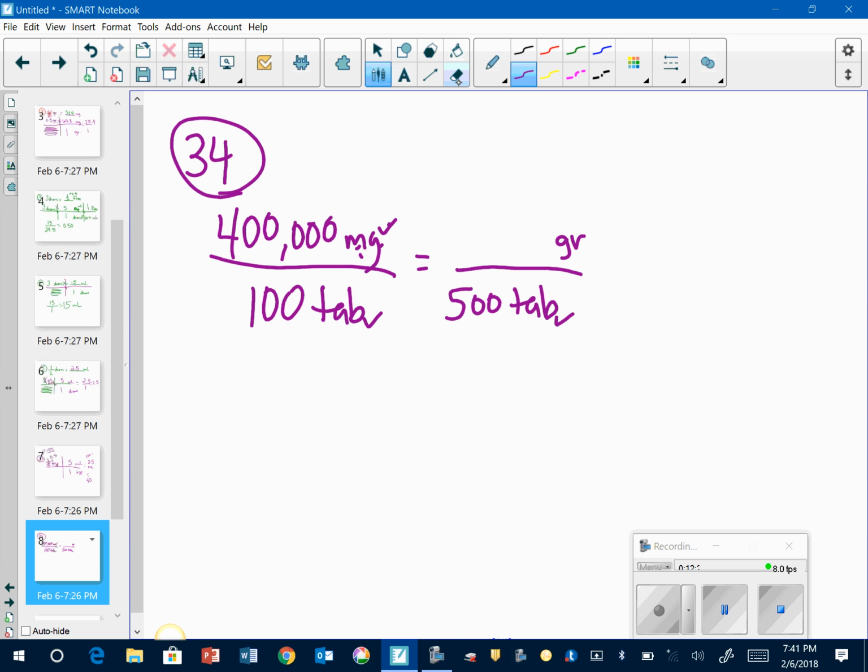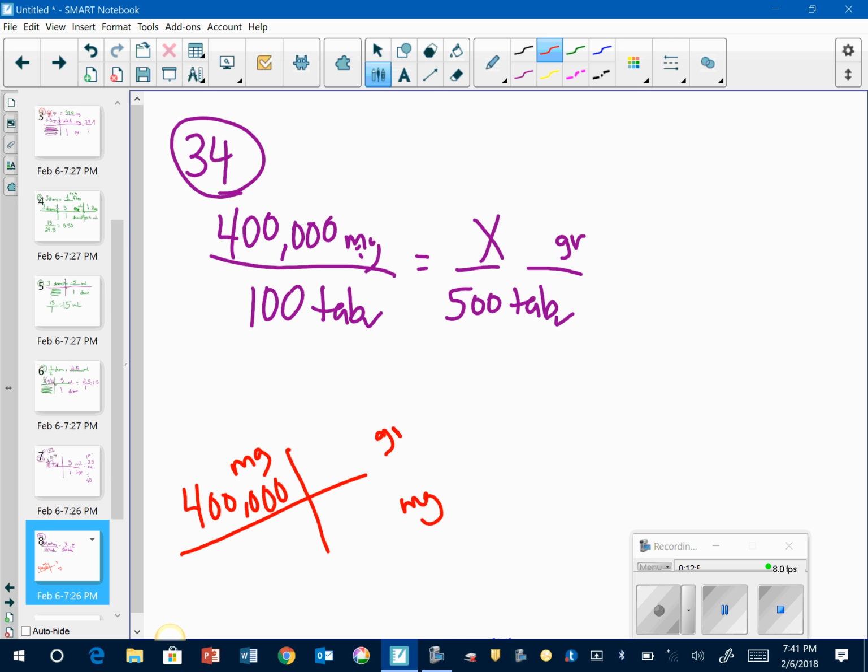So then what we need to do, because we're actually solving for grains, oops, that's X, we need to convert the 40,000 over to grains. Okay, so what I usually do is I'll go down here somewhere on a scrap piece of paper, and I put 40,000. I will put milligrams here, and down to, and then grains. Okay, so then you're going to look in your chart, and you know that 1 grain is equal to 64.8 milligrams.